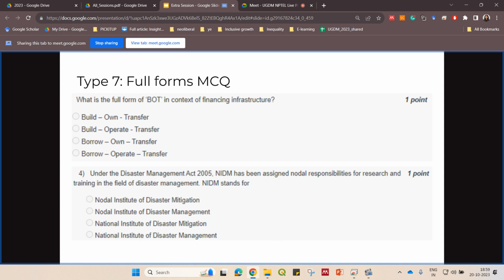So you basically need to remember the full form of important keywords or important abbreviations which exist in your lectures. For example, in the second question they are asking you the full form of NIDM, which is the National Institute of Disaster Management. So what you can do is make a list of key or important abbreviations that you would have covered so far in the lectures, and you can quickly go through their context to understand better what they are in order to remember them better, or you can even memorize the full forms of the important abbreviations which are there in all your lectures.